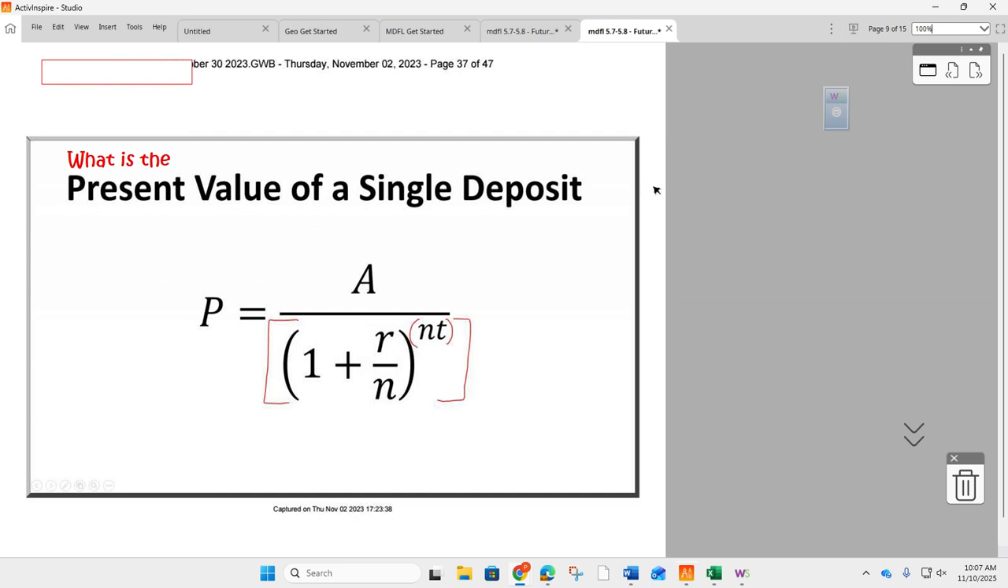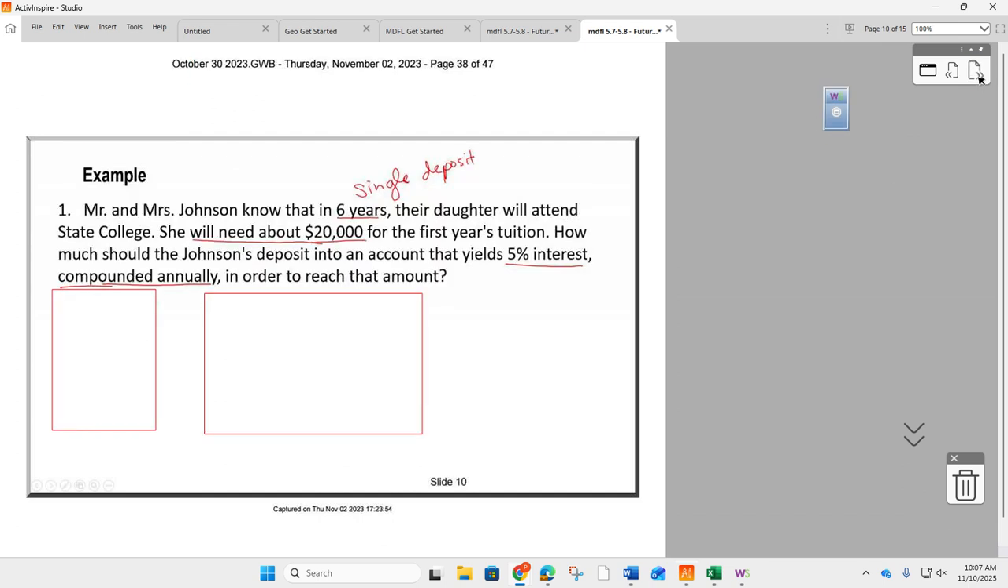Mr. and Mrs. Johnson know that in 6 years their daughter will attend state college. She will need about $20,000 for the first year's tuition. How much should the Johnsons deposit into an account that yields 5% interest compounded annually in order to reach that amount? So how much should she deposit?